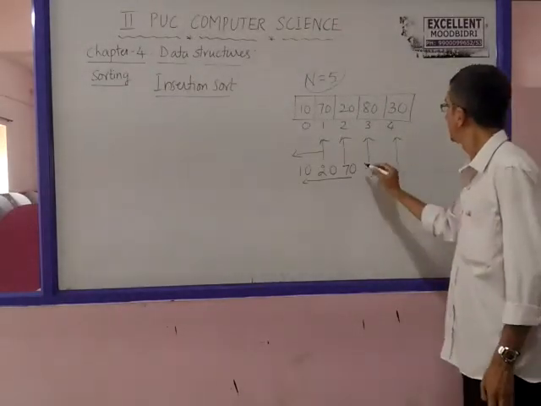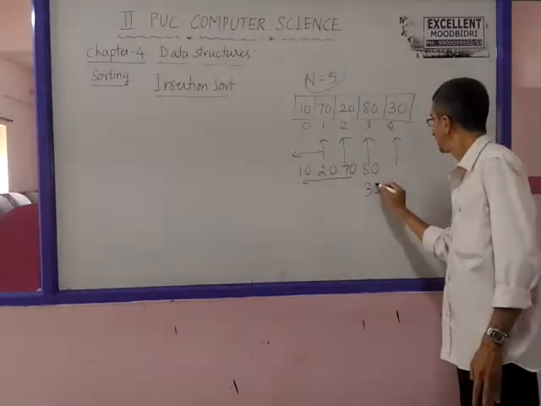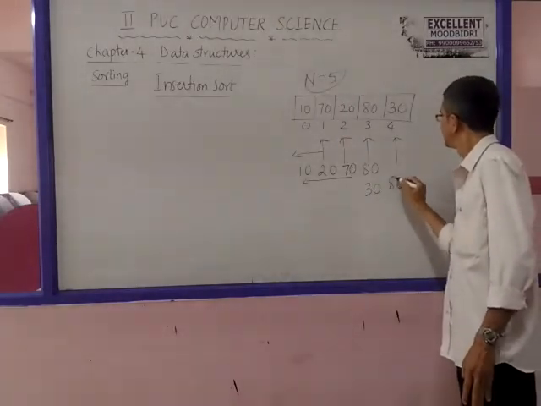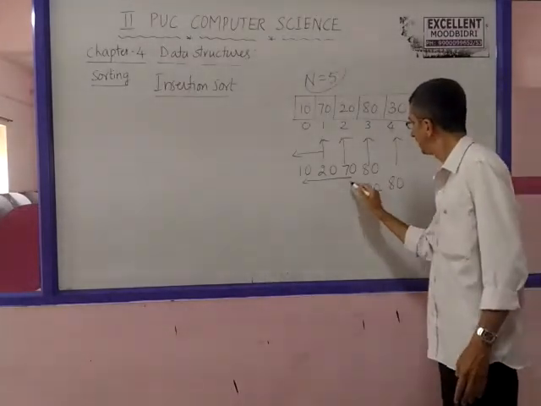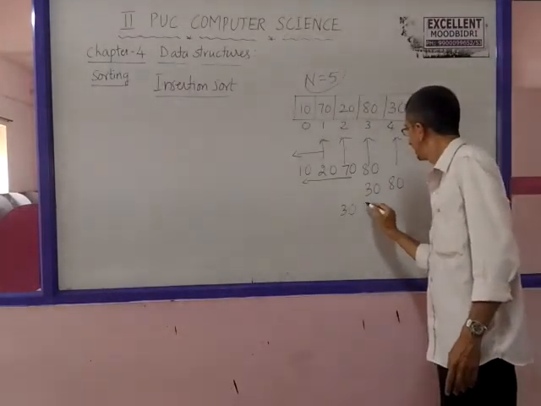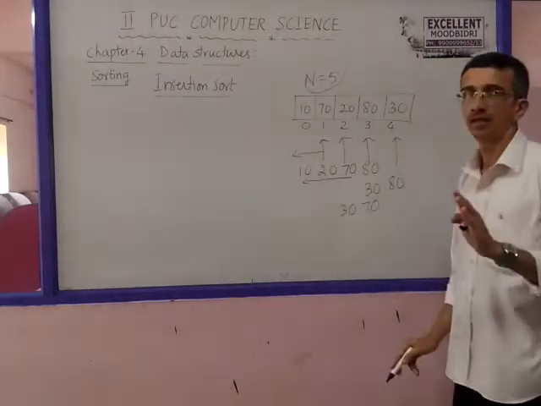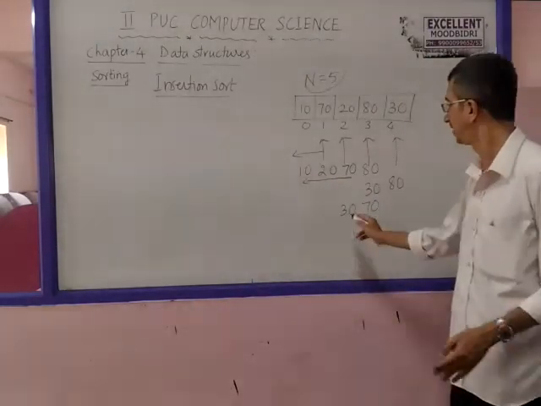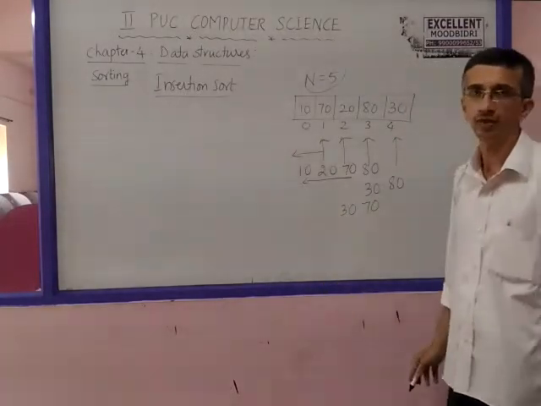Next, take the fifth item, 30. 30 with the previous item, 80. Yes, you need to interchange. 30 comes here and 80 goes here. 30 with its previous, go down, right? 30 and 70, yes. 30 comes here and 70 goes here. 30 and its previous, 20 is less than 30, so no need to compare. And even 20 and 10 already no need to compare.